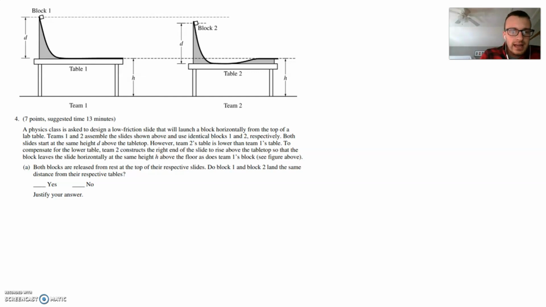A physics class is asked to design a low-friction slide that will launch a block horizontally from the top of a lab table. Teams 1 and 2 assemble the slides shown above and use identical blocks 1 and 2 respectively. Both slides start at the same height, d, above the table. However, Team 2's table is lower than Team 1's table. To compensate for the lower table, Team 2 constructs the right end of the slide to rise above the tabletop, so the block leaves the slide horizontally the same height h above the floor as Team 1's block. See figure above. Both blocks are released from rest at the top of their respective slides. Do block 1 and 2 land the same distance from their respective tables?